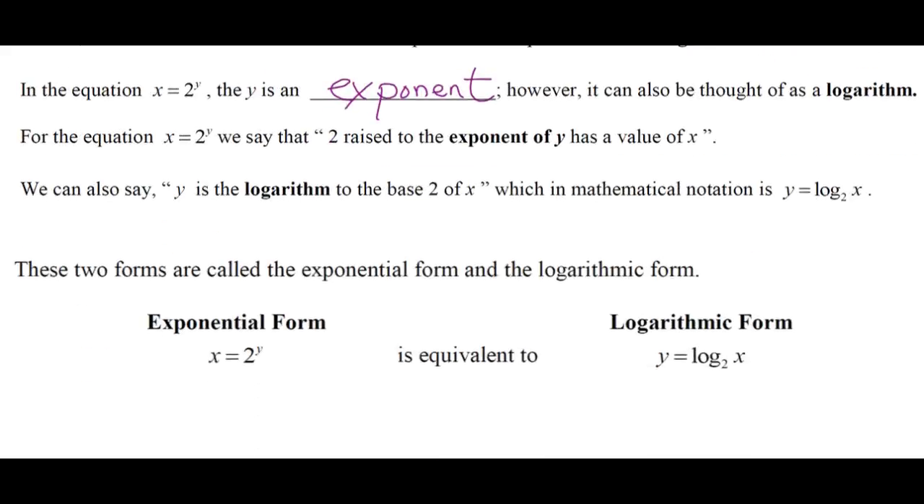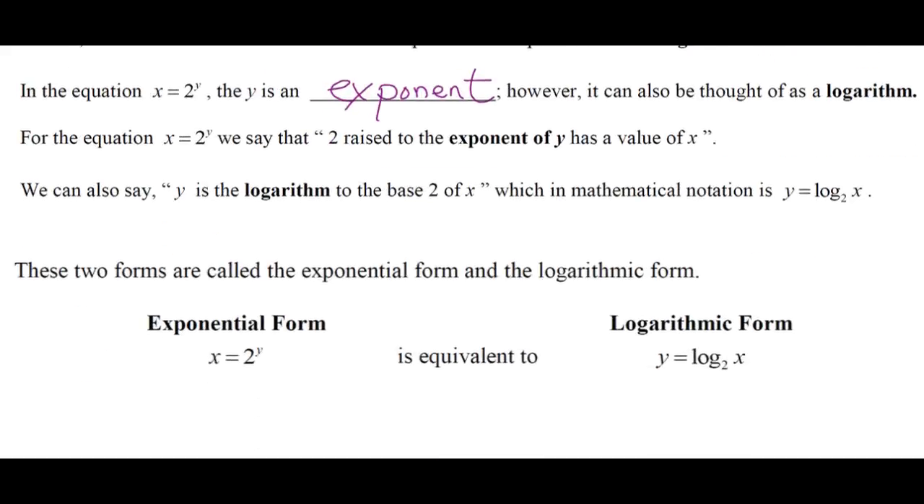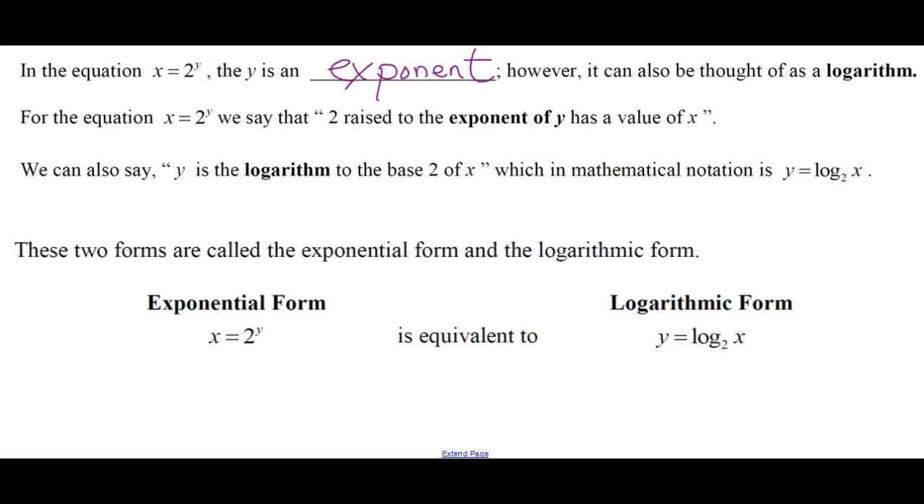So we say y is the logarithm to the base 2 of x, which is written like this. y is equal to log base 2 of x. So that's how you read it: log, or logarithm, base 2 of x. These two forms are called the exponential form and the logarithmic form. So x is equal to 2 to the y is equivalent to y is equal to log base 2 of x. In other words, when I want to solve for this exponent, so I can write it y equals, this is how we do it.